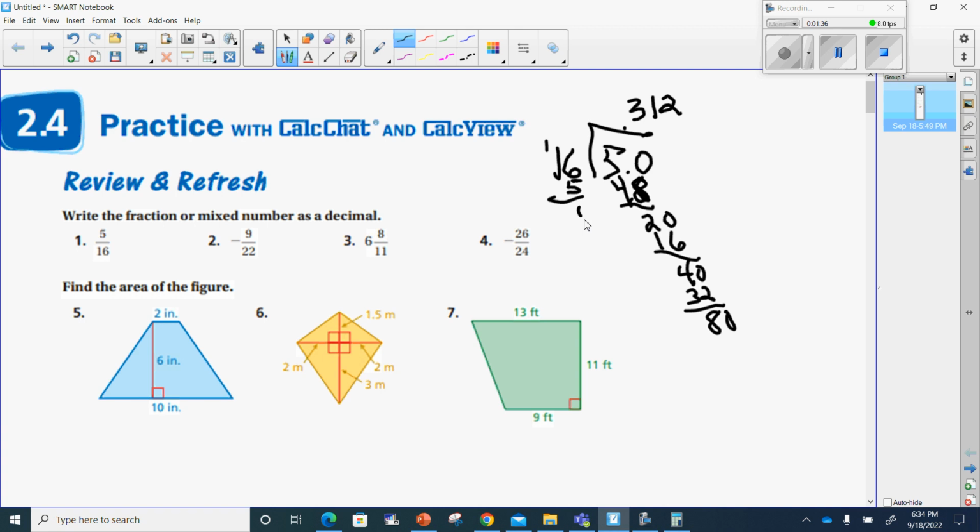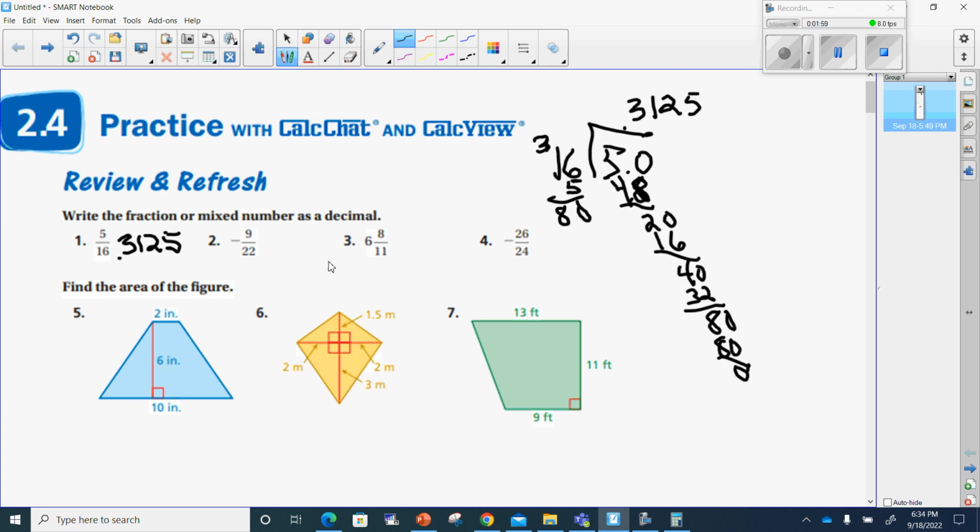That'll give me a 0 with a 3. Hey, look at that. So that's perfect. So that's going to give me 0.3125. That's my answer.